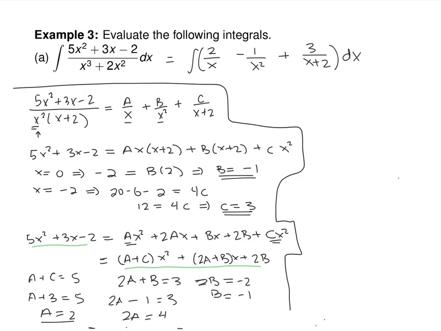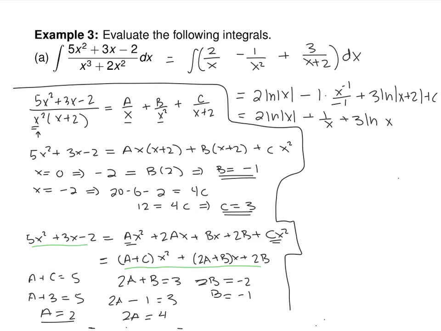Now the antiderivative of 2 over x will be 2 ln absolute value of x. The second portion you use the power rule on. It's not natural log. So it's negative 1 times x to the negative 1st over negative 1, and then plus 3 natural log of x plus 2 absolute valued plus c. So your final answer is 2 ln absolute value of x plus 1 over x plus 3 natural log absolute value x plus 2 plus c.